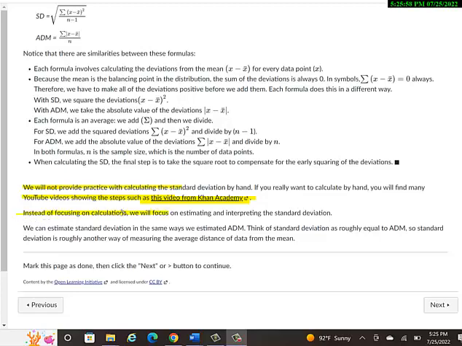But in this class, instead of focusing on calculations, we'll focus on estimating and interpreting the standard deviation. So if a computer program or your calculator calculated the standard deviation for you, what would that mean, and what kind of conclusions could you draw from your data based on it? We can estimate standard deviation in the same way we estimated average deviation from the mean. Think of standard deviation as roughly equal to average deviation from the mean. So standard deviation is roughly another way of measuring the average distance of data from the mean.